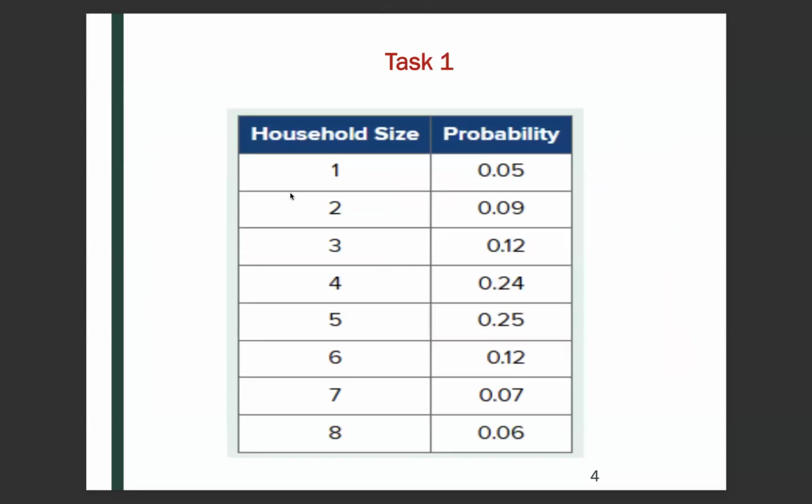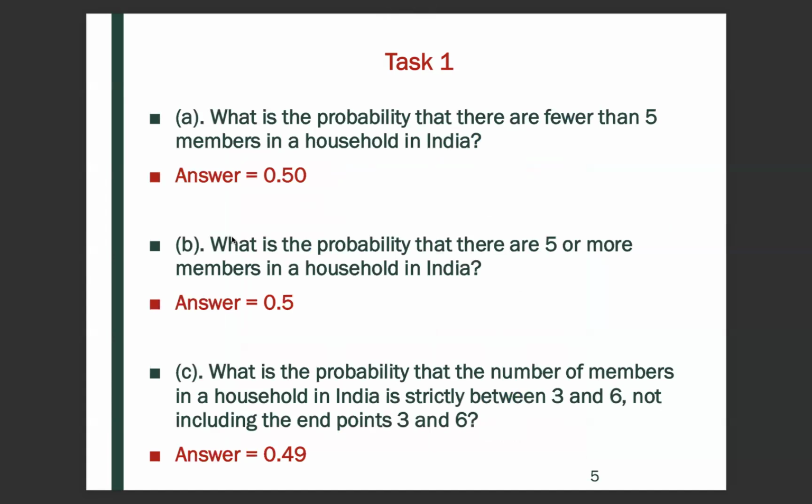So here, this left-hand column is household size, so how many people are living in the household, and then this right-hand side is the probability associated to each value in the left-hand column. What is the probability that there are fewer than 5 members in a household?